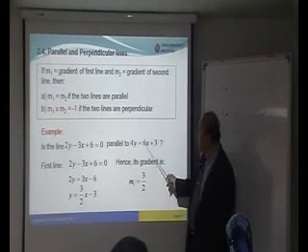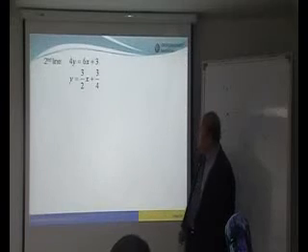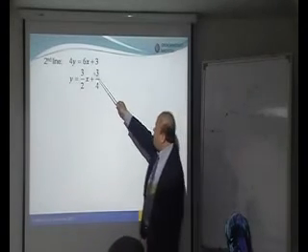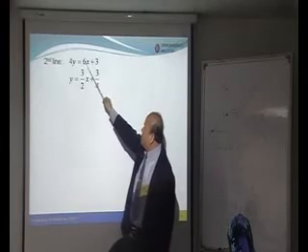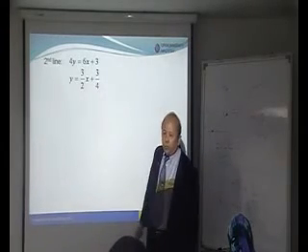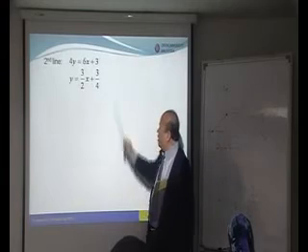Then the second line is also the same. Use the same method. Second line, 4y equals 6x plus 3. Move the 4 over to the other side. So 6 over 4 is 3 over 2. Correct? And 3 divided by 4 you write as 3 over 4.